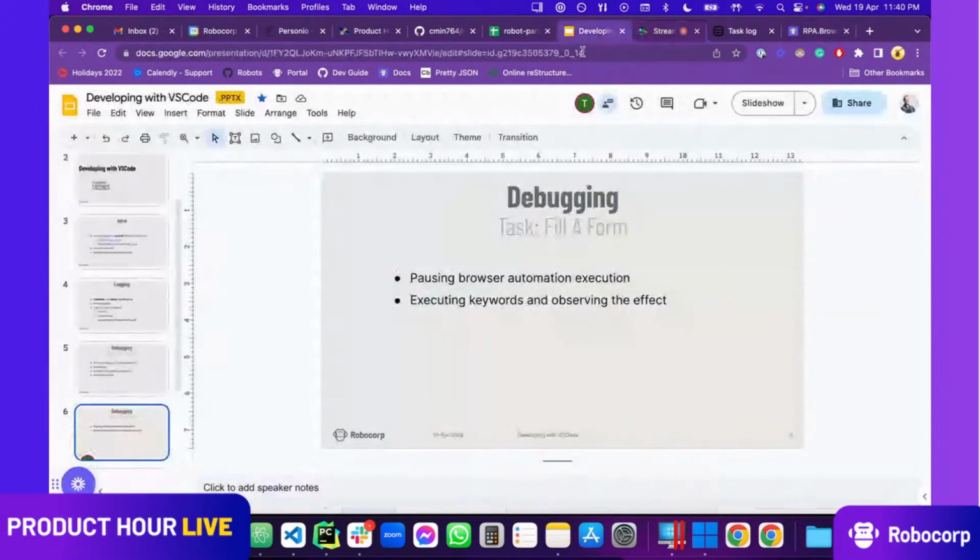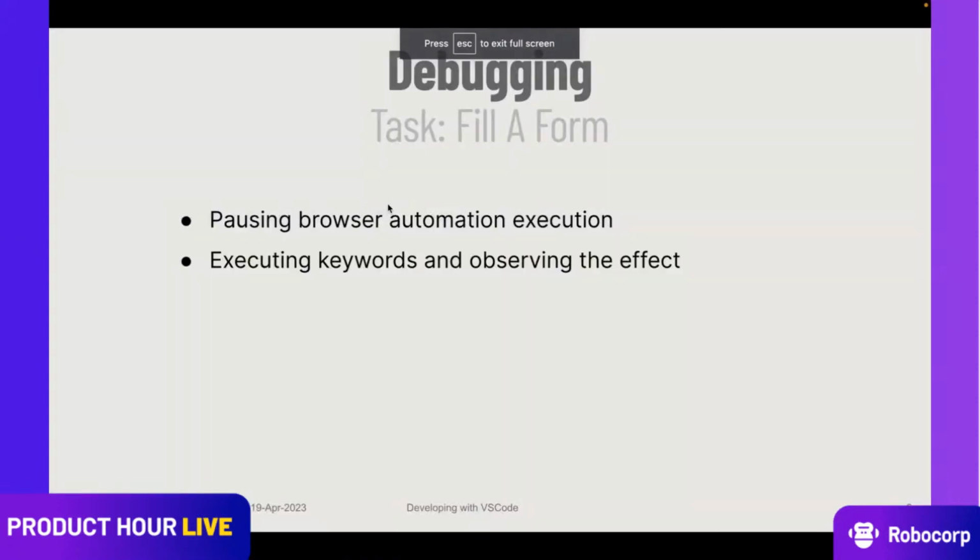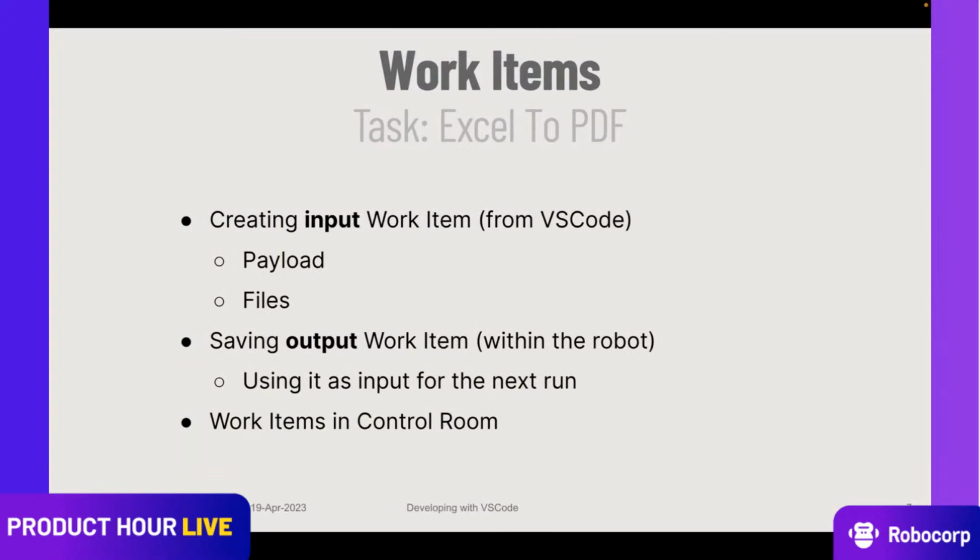Now, getting back to my slides over here, the next thing is not about debugging anymore. It's about the work items, the concept that I also just showed you quickly in the introduction. I've got for you another task here called Excel to PDF. This is all about what are work items, creating one through the VS Code extension, and even creating an output one through the bot so we can use it further.